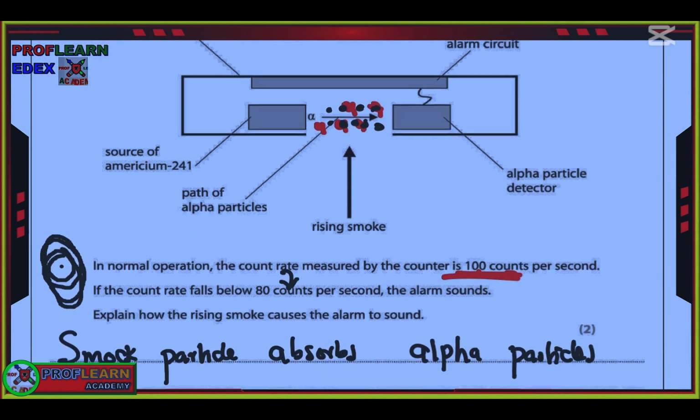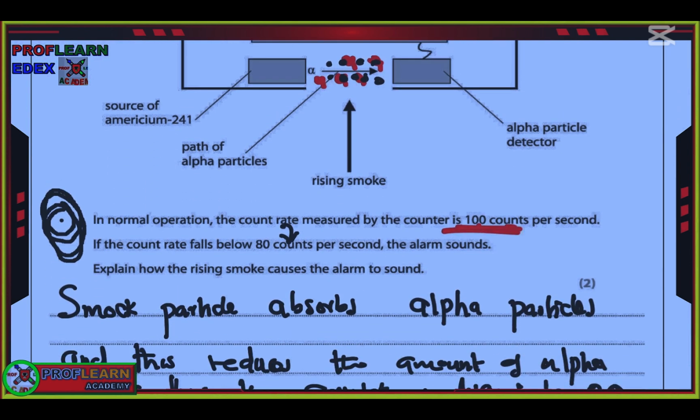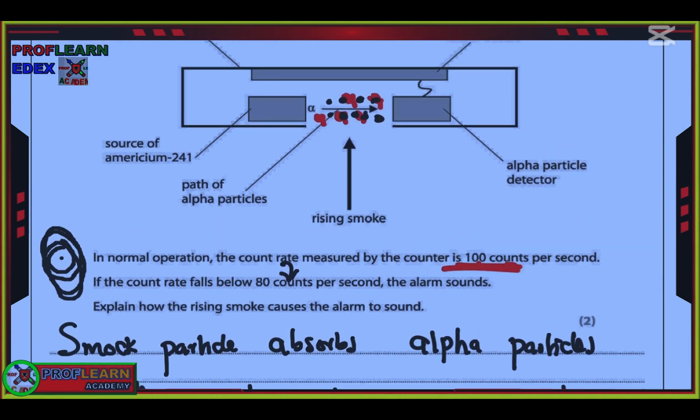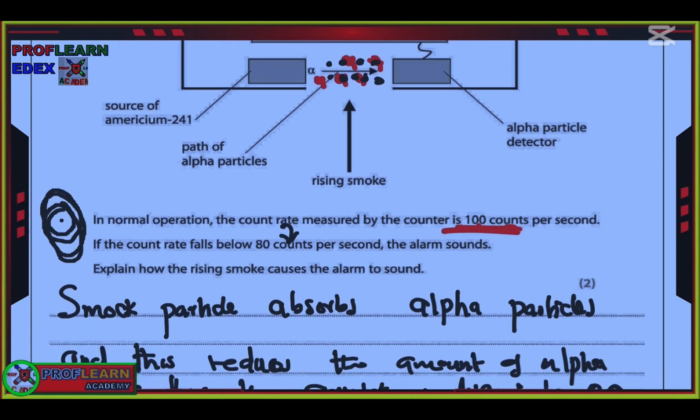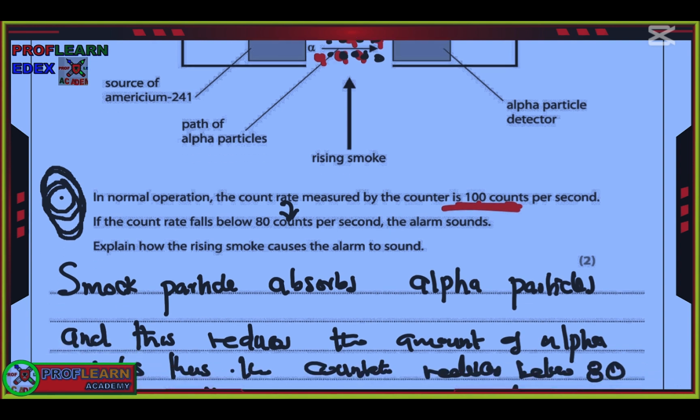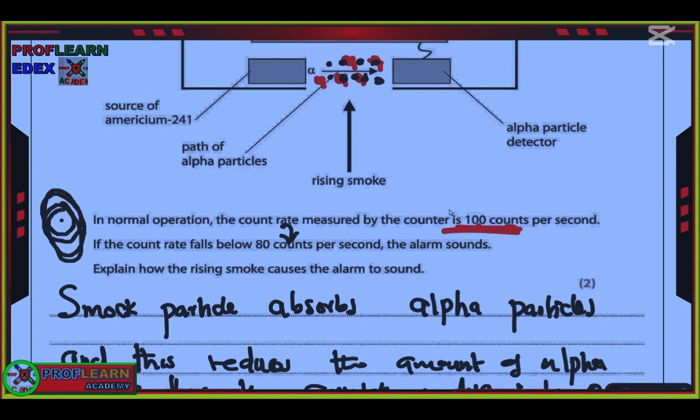told that smoke detectors actually use alpha particles, because alpha particles are good ionizing and are good at ionization. Alpha particles can also be absorbed by smoke particles. Explain how rising smoke causes alarm to sound. And we are told that the alarm will sound when the count rate goes below 80.